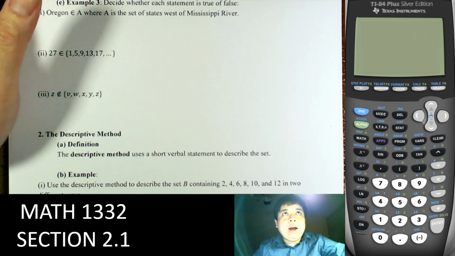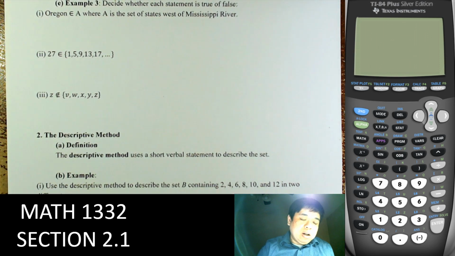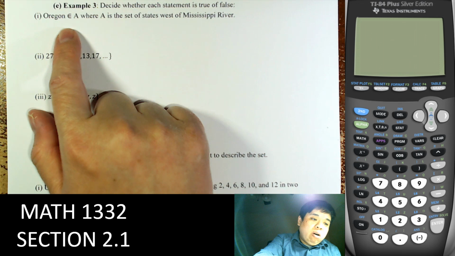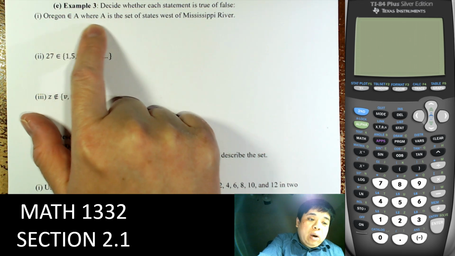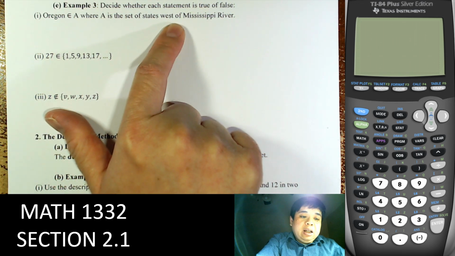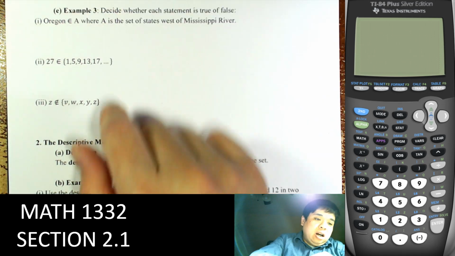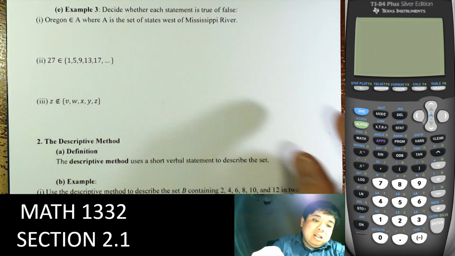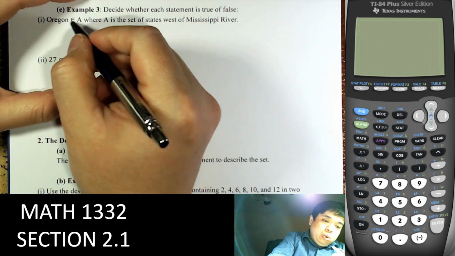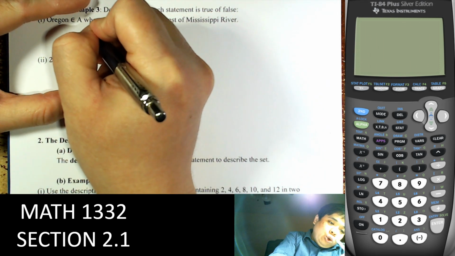Next, decide which of the following statements are true or false. Is Oregon in the set A, where A is the set of all the states west of the Mississippi River? The answer to that is yes. Oregon is west of the Mississippi River. So that is true.